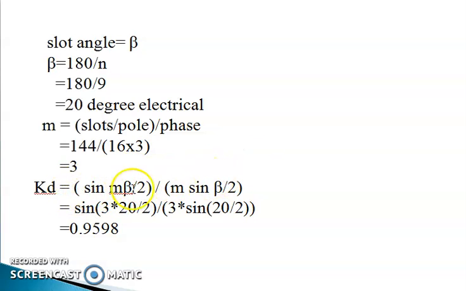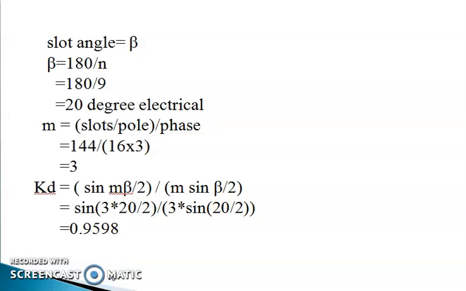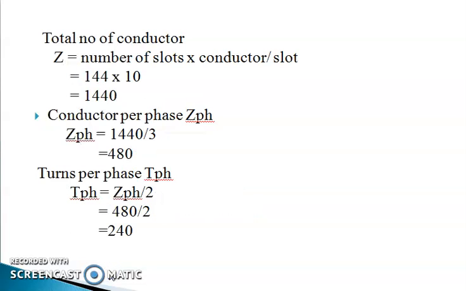We know the formula of the distribution factor, that is sin(m beta by 2) divided by m sin(beta by 2). So we calculated m is equal to 3, beta is equal to 20 degrees electrical. By substituting all the values, we calculated that the distribution factor Kd is equal to 0.9598.